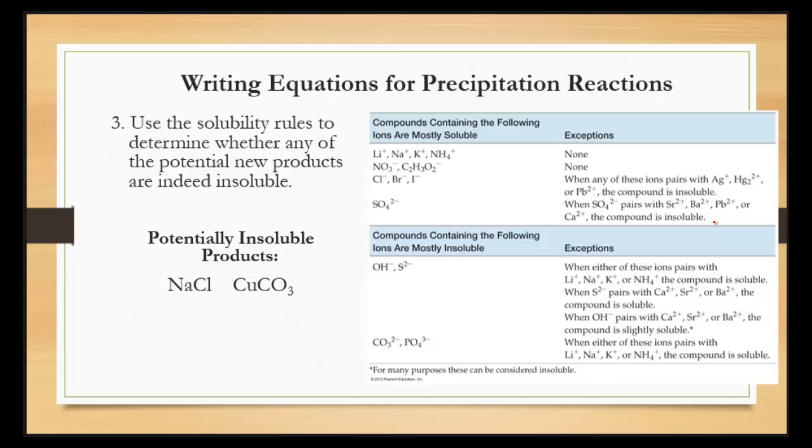This right here is a list of solubility rules. We want to look for these ions within the rules. For instance, here is chlorine. It is mostly soluble except when it's mixed with silver, mercury, or lead. While here it's mixed with sodium, so it's still going to be soluble, so this is going to still be AQ.